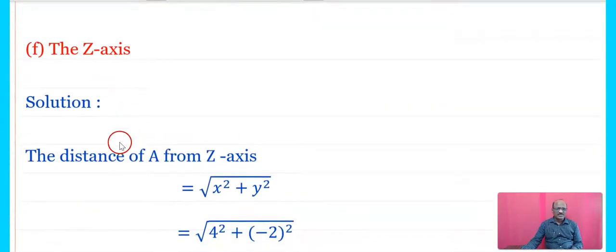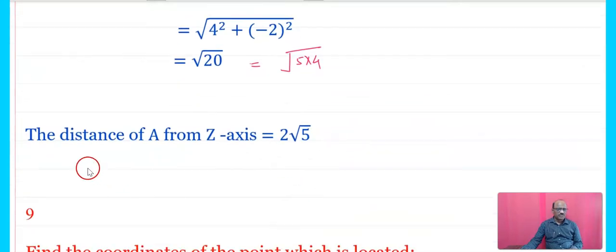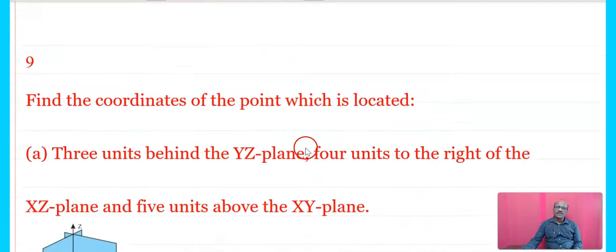The z-axis. The distance of A from the z-axis is root of x square plus y square, that is 4 square plus (-2) square, 16 plus 4, that is 20, and again this 20 can be written as 5 into 4, square root of 4 is 2. Therefore the distance of A from the z-axis is 2 root 5.